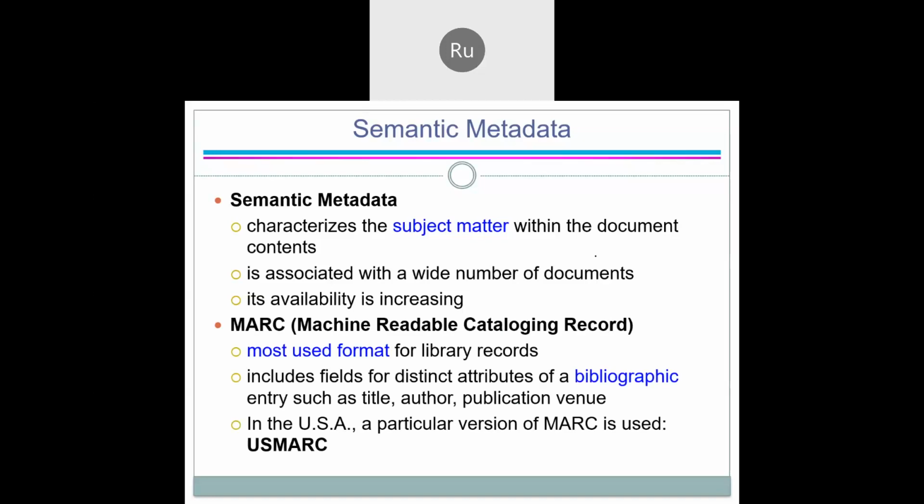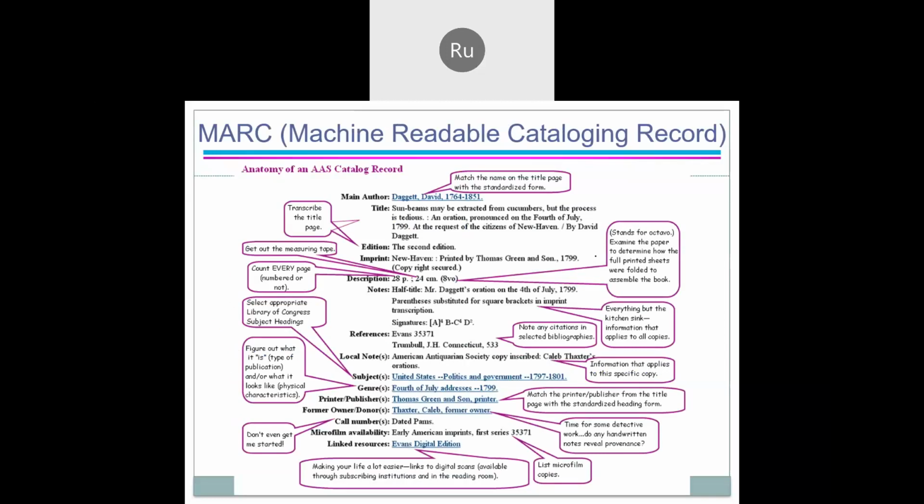Okay, and last time they do have this machine readable cataloging record. It is the most used format for library record in the States, so it looks like this. So they give you the main author, the title, and so on.